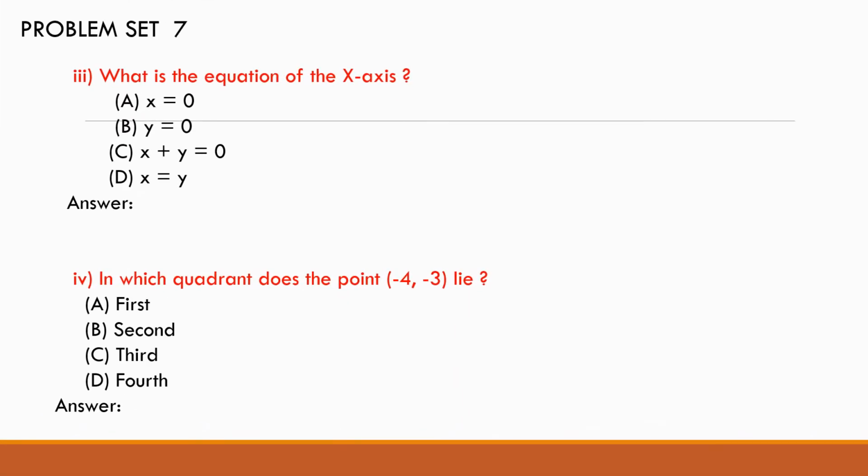Third question, what is the equation of the x-axis? The options are given. The equation of the x-axis is y equal to 0. Therefore, option B is your answer. Fourth question, in which quadrant does the point -4, -3 lie? You have already learned that if the x coordinate and y coordinate are negative, the point lies in the third quadrant. Therefore, option C, third quadrant, is your answer.